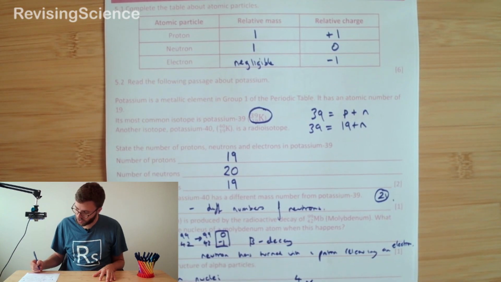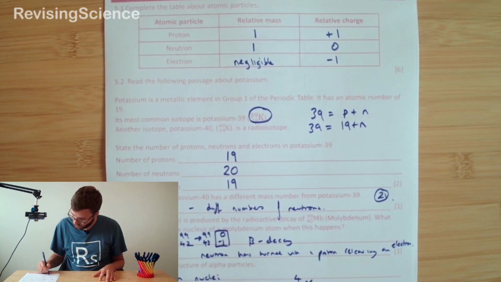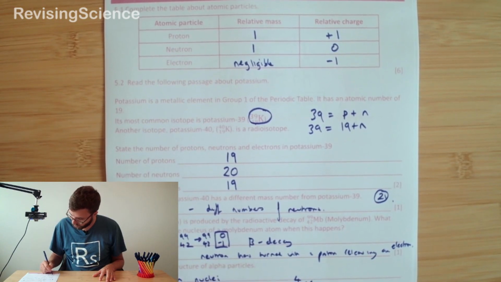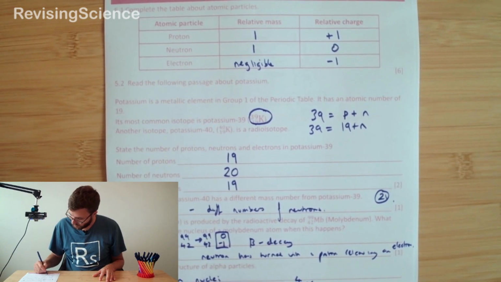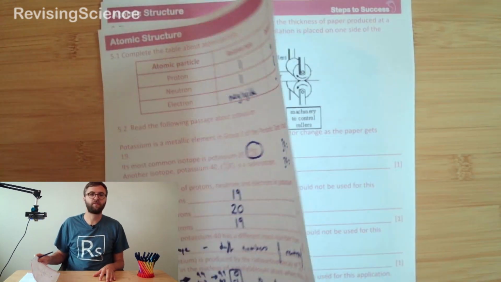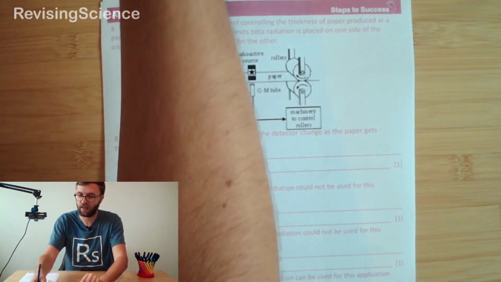Describe how beta radiation is produced by a radioactive isotope. So again, we've got a very similar answer to above. A neutron turns into a proton in the nucleus, which releases an electron, which is our beta particle. Okay, let's keep going with all these questions. Lots of questions there to do.